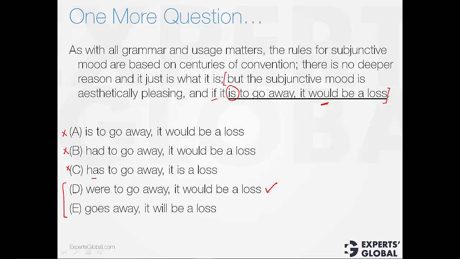And yes, on the departing note, I would say that yes, if the subjunctive mood were to go away, it would be a serious loss to the English language. D is the best choice.